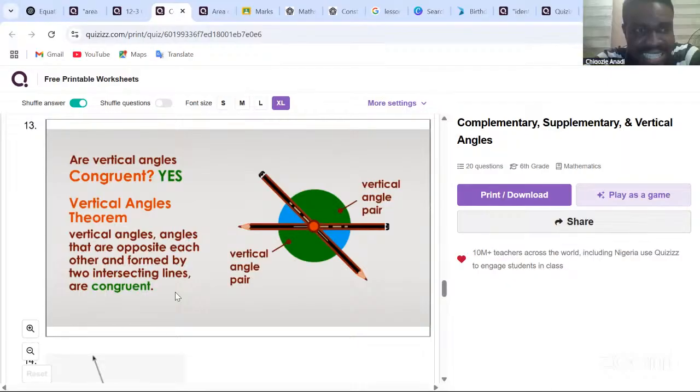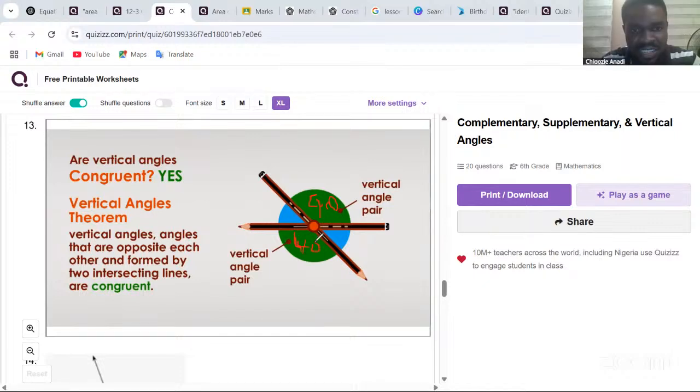So it says here that vertical angles are angles that are opposite each other, and they are what? Intersecting the lines, which makes them congruent, meaning that they are equal. Meaning that if here is 40 degrees, then here is also what? 40 degrees.